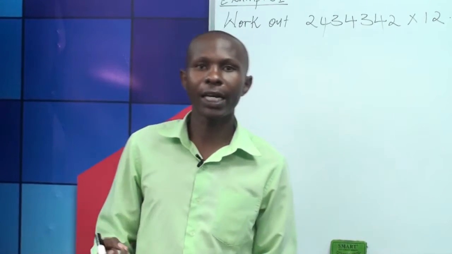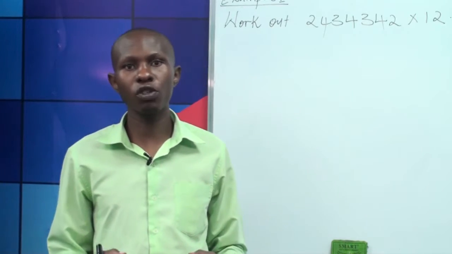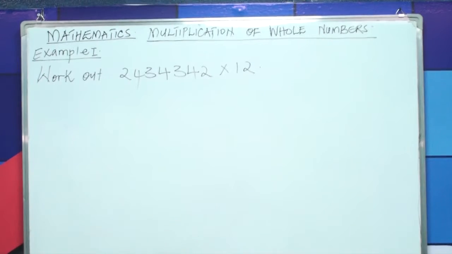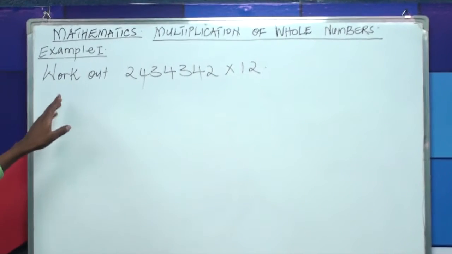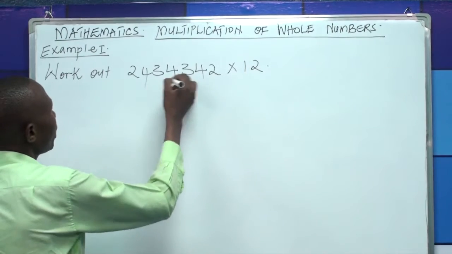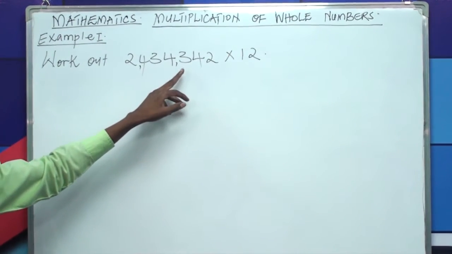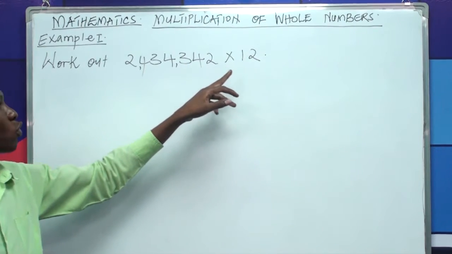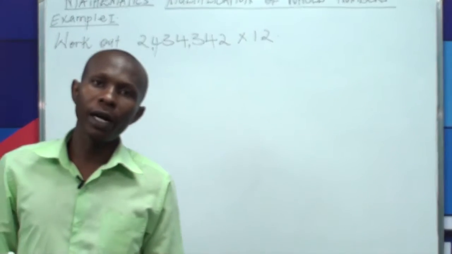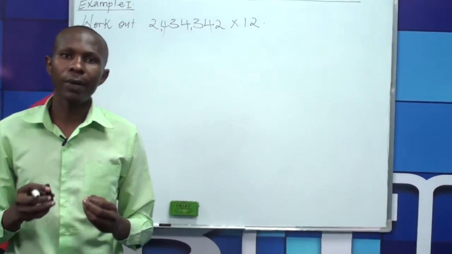And specifically, we are going to deal with the multiplication of whole numbers. That will be the lesson of today. When we look at multiplication of whole numbers, they have given us one example which says, work out 2,434,332 × 12.